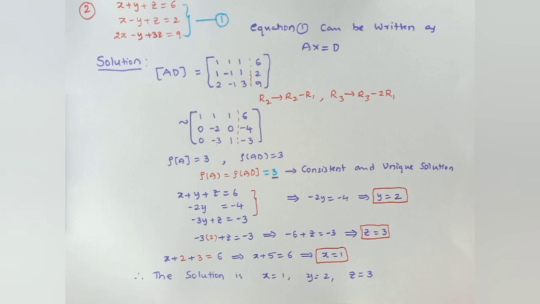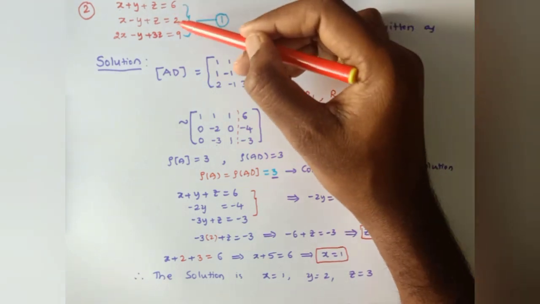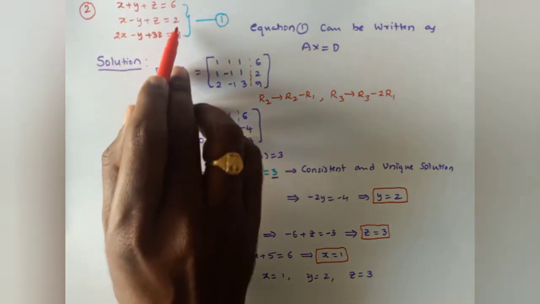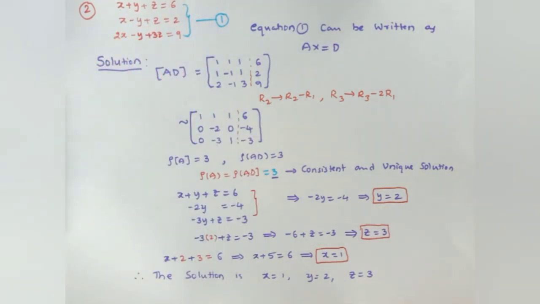Okay, so x equals 1, y equals 2, z equals 3. Here, substitute them in each equation to check they satisfy it. If any equation fails to satisfy these values 1, 2, 3, then this is not the solution, which means we made a mistake. So try to substitute 1, 2, 3 in these three equations. If they are equal to 6, 2, 9, therefore this is the final answer. Right?